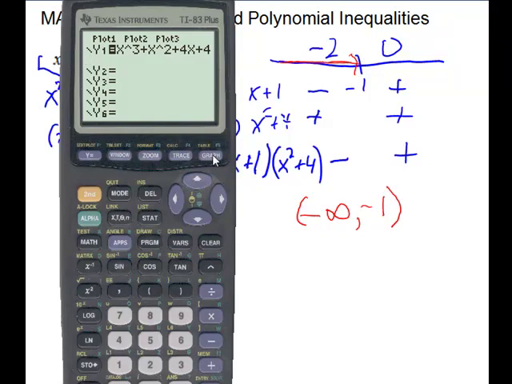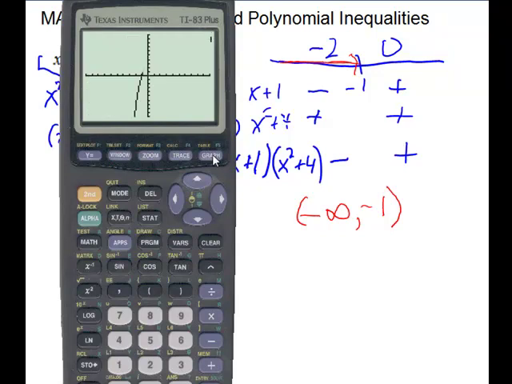So let's look at graph. And there we go. It only crosses in one place. That's because we only have one real 0, right? And let's see for our inequality. This time our symbol is less than. So we want the part that is less than 0. And it's this piece of the graph down here. And it is from negative infinity to negative 1, like our algebraic solution.